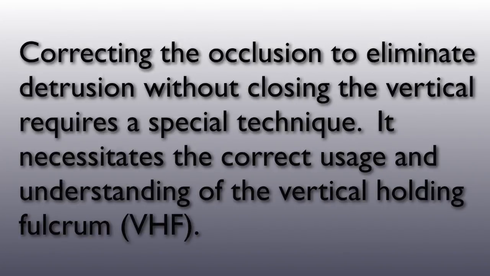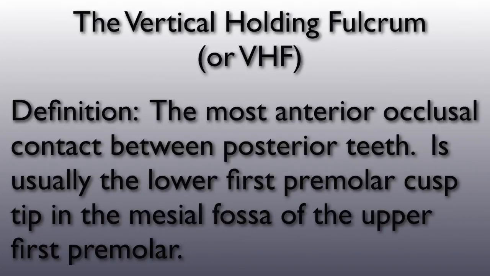Correcting the occlusion to eliminate detrusion without closing the vertical requires a special technique. It necessitates the correct usage and understanding of the vertical holding fulcrum, abbreviated as the VHF. The definition of the VHF is the most anterior occlusal contact between posterior teeth. This is usually the lower first premolar cusp tip in the mesial fossa of the upper first premolar.